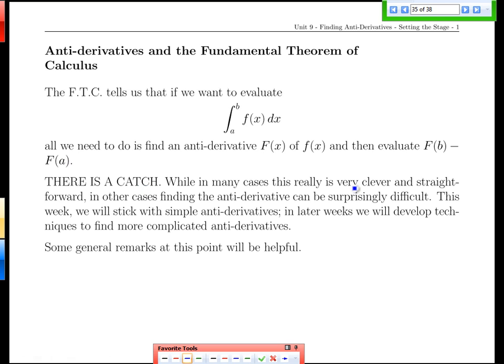In some cases, that's really easy. In fact, we've seen some examples already where that was straightforward. However, there are other times where this can be surprisingly difficult, and we're actually going to need to study techniques to evaluate integrals when it's not so obvious what an antiderivative is.